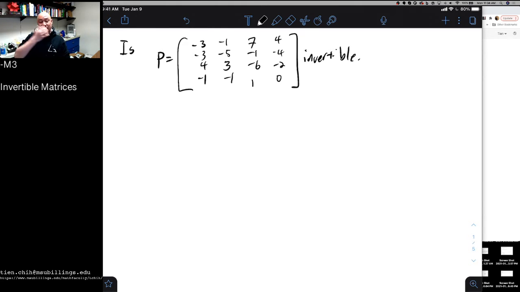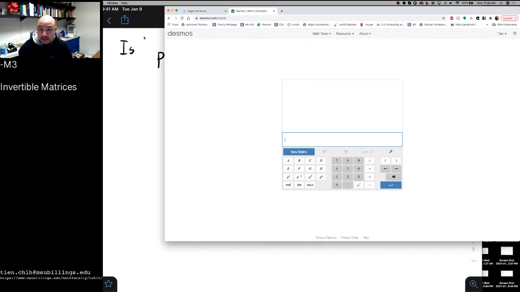Hi, so once again, we're asking the question whether or not a given matrix P is invertible. And in this case, we see a 4x4 matrix again. And so following the lead from the previous video, what we want to do is to find the reduced row echelon form of this matrix.